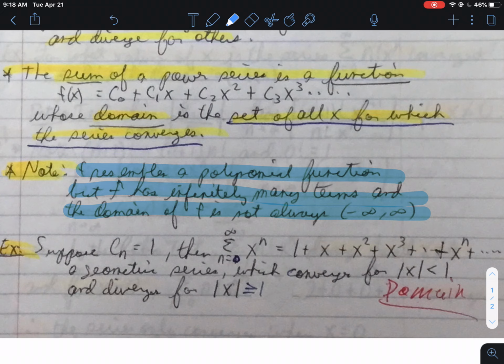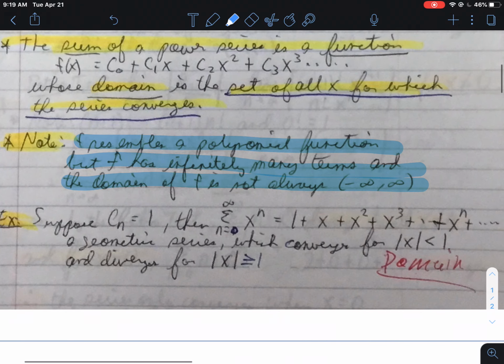So let's suppose in this case that c sub n equals 1, just to make it a little bit simpler. So the coefficient of the series for all of our terms is 1. That would give us 1 times x plus 1 times x squared plus 1 times x cubed, etc. Now the first term is 1 times x to the 0, and x to the 0 is 1. So our first term is 1, second term x, third term x squared, etc. So I get 1 plus x plus x squared plus x cubed, and so on.